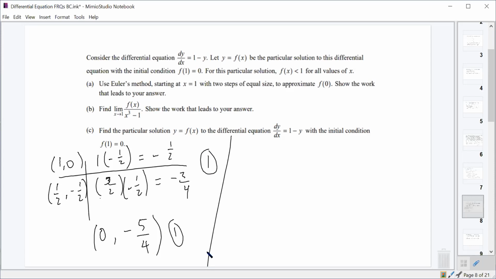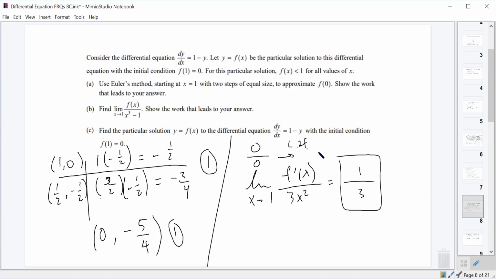All right, part B. Find the limit as x approaches 1 of f of x over x cubed minus 1. Initially, when you plug that in, you get 0 over 0. Using L'Hopital's rule, you get the limit as x approaches 1 of f prime of x over 3x squared, which in the denominator will be a 3. And what is f prime of 1? We already figured out that the derivative when x was 1 was just 1, so the answer is 1/3. That was worth 2 points: 1 for using L'Hopital's rule and 1 for the answer. Easy enough.